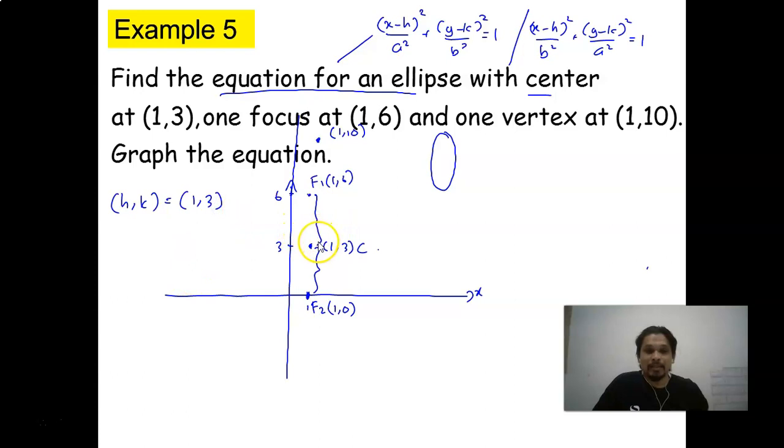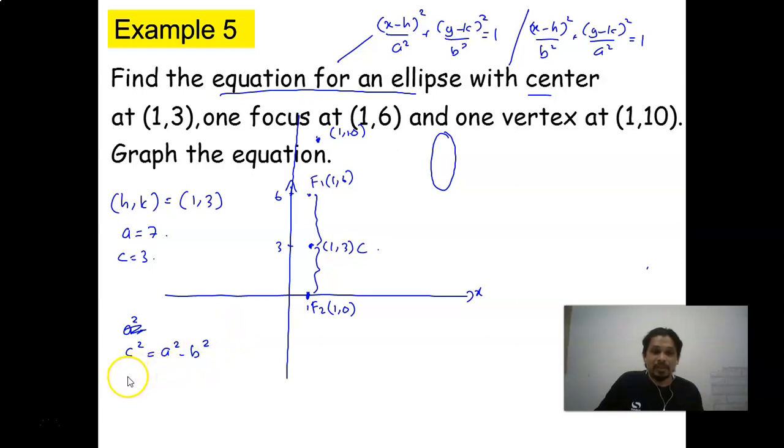The distance from the center to one of the major vertices is 10 minus 3 equal to 7, so a equals 7. From the center to the focus, the distance is 6 minus 3 equal to 3, so c equals 3. As we know, the relationship is c squared equals a squared minus b squared, so we are trying to find the value of b.